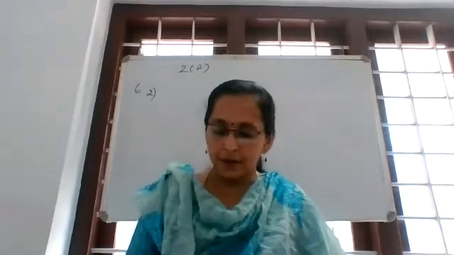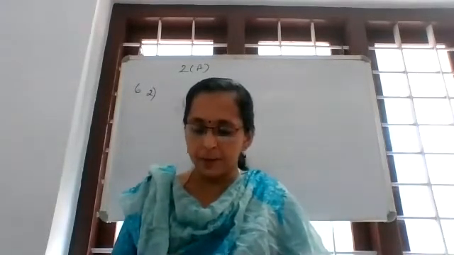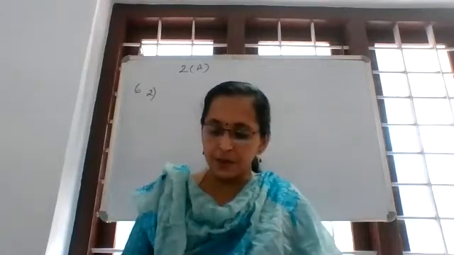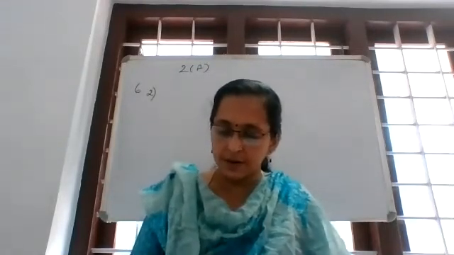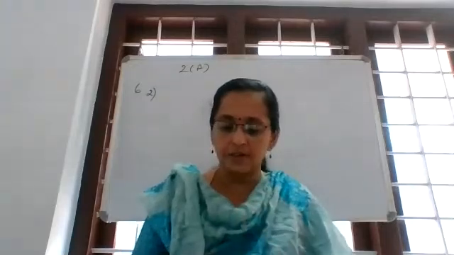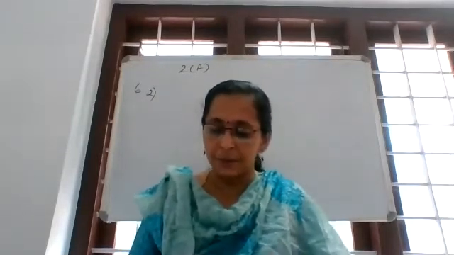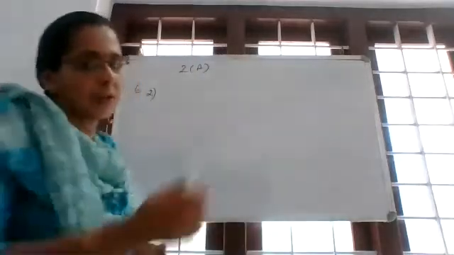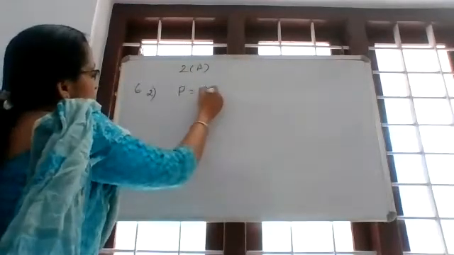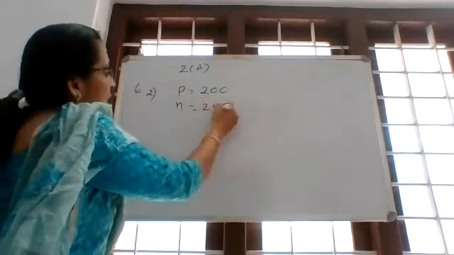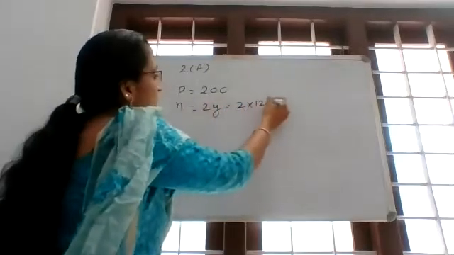David opened a recurring deposit account in a bank and deposited rupees 300 per month for 2 years. If he received rupees 7,725 at the time of maturity, find the rate of interest per annum. So what are the things given? Rupees 300 per month for 2 years. So P is equal to 300 rupees.